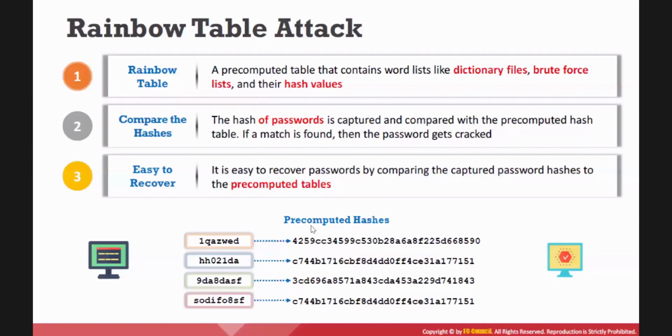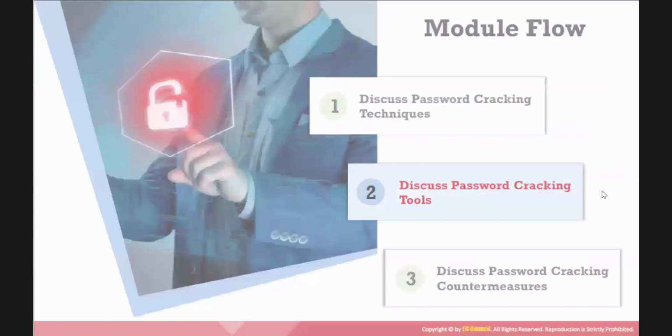So here we have pre-computed hashes. If this hash matches the actual hash, we can easily find the password is 1QAZWED. So this is the hash, the hashed version of this password. And if we throw it at the system and it matches, the password would be this. So we can easily recover the password using rainbow tables.